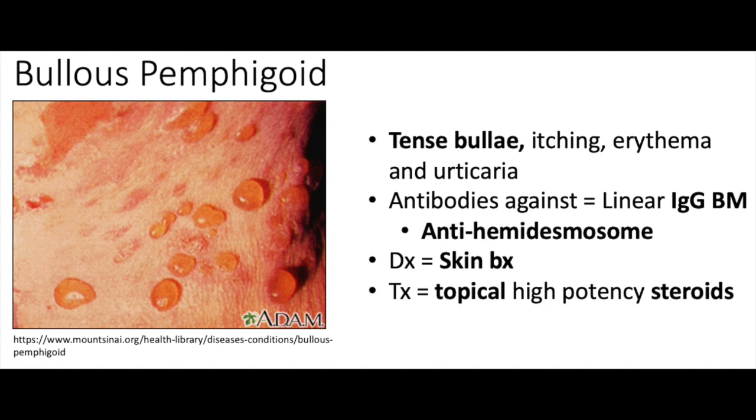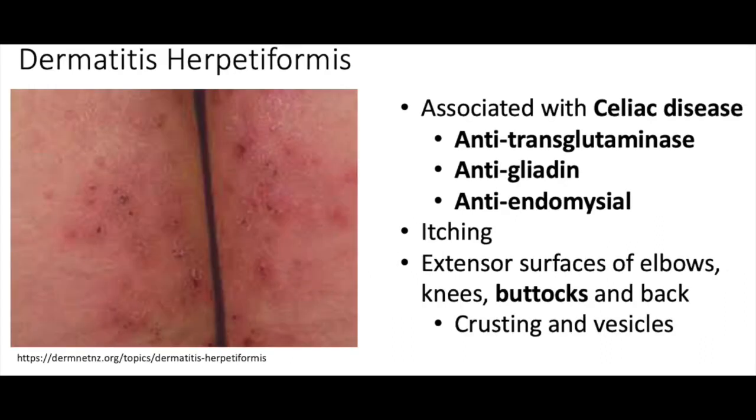Next, we have Bullous Pemphigoid. With this condition, you're going to have tense bullae, and you're going to have anti-hemidesmosome antibodies, which is against the basement membrane. To diagnose this, you're going to do a skin biopsy, and to treat it, you're going to give topical steroids.